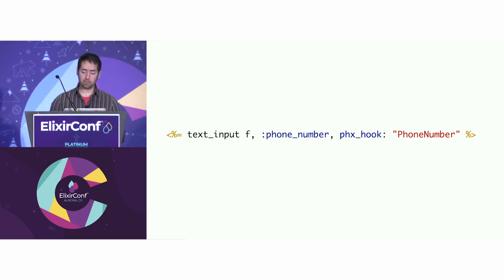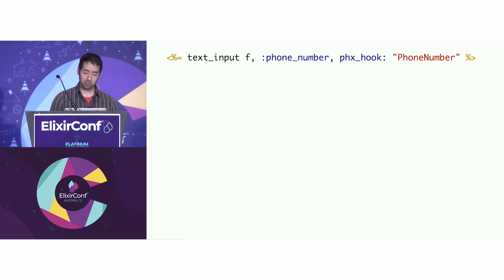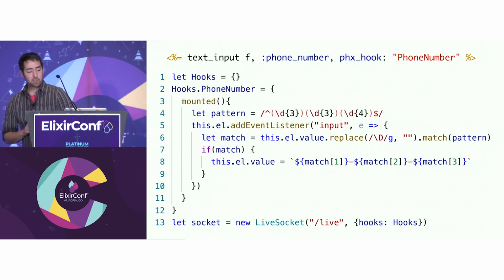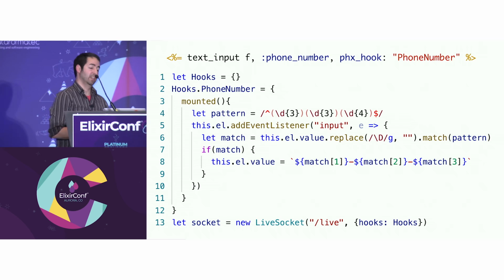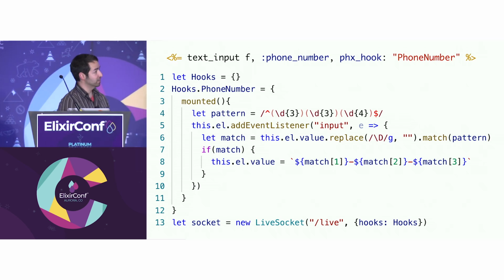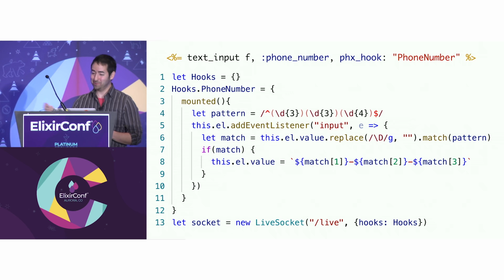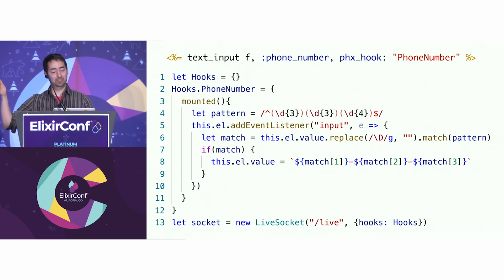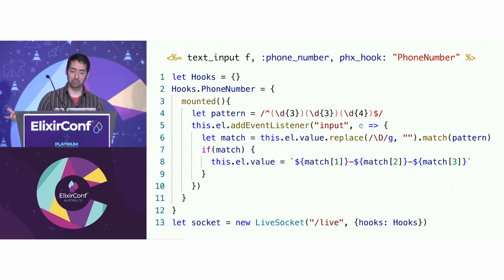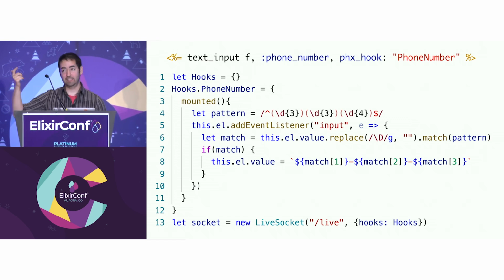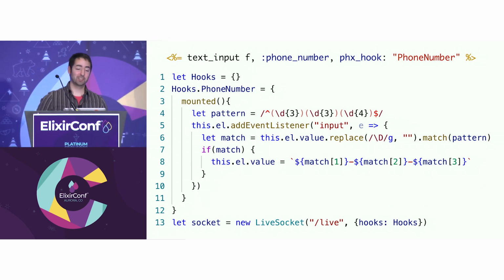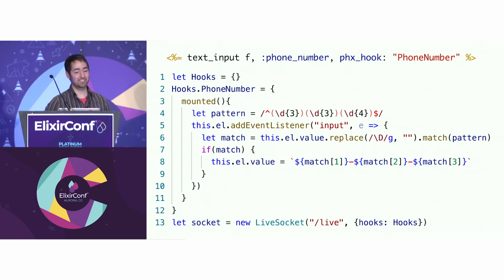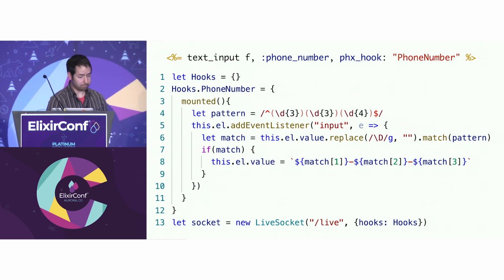So this hook is named phone number. Then I write a little bit of JavaScript. In this case, I'm defining this hooks object, and it could be named anything, and I'm going to assign some named keys to that. In this case, it happens to match the phone number name. And then I pass that to the live socket constructor on line 13. So Phoenix knows when it adds an element to the DOM, when we patch the DOM, if it sees a hook, it will look to see, do you have a hook for this? And it will call this mounted callback.